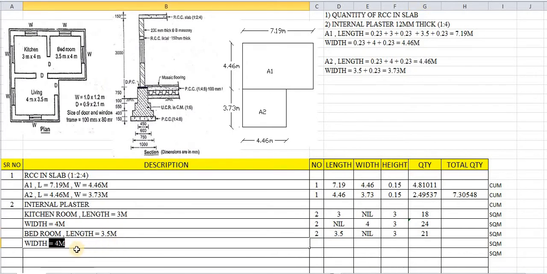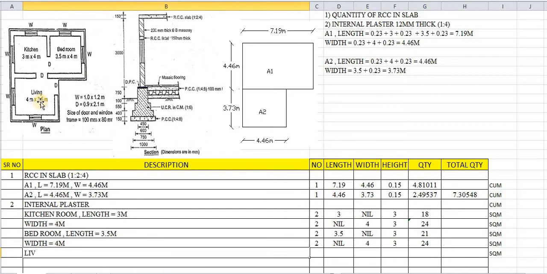Same way, the width of this bedroom. The width of the bedroom is the same. That is, the width of this bedroom is 4 meters along the y directions. So 2. Length will not be taken. We are taking the width. The width is 4 meters. Height is the same, 3 meters. So here it is the same. So here it is 24.